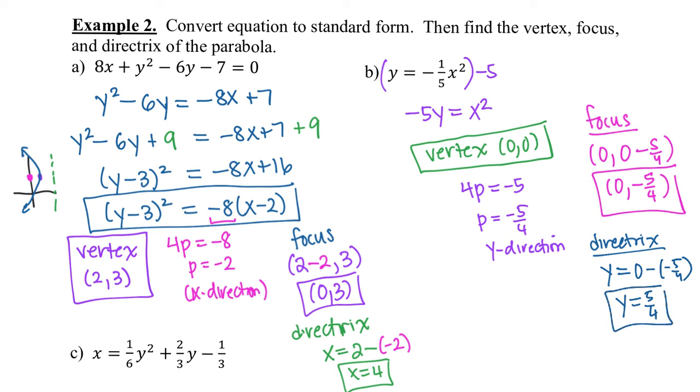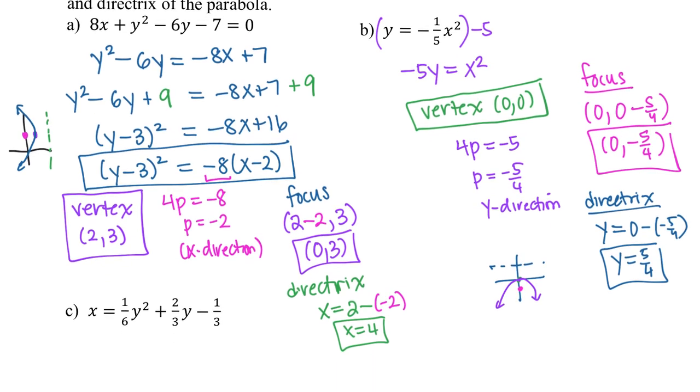Okay, it doesn't say to sketch it. I'm going to do a little sketch, though, for visual people. Vertex is 0, 0. The focus is 0, -5/4 down here. The directrix is like this. So this parabola looks like it's going to open like this because the focus is always inside the parabola. The directrix is always on the outside.